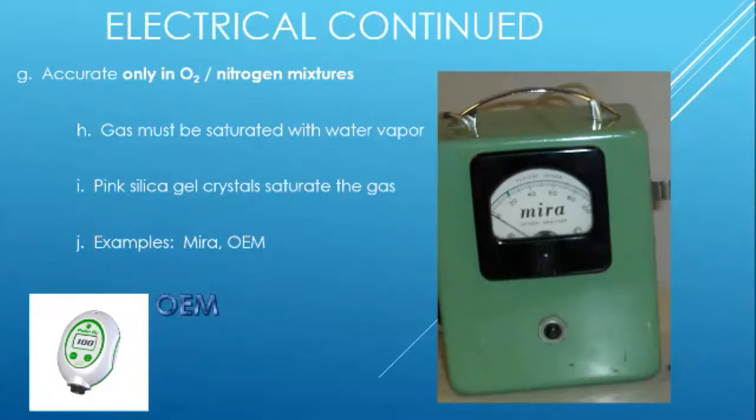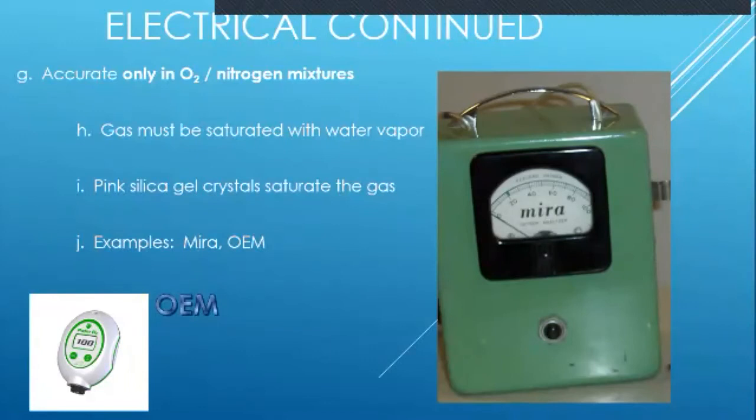This is another old school analyzer, right? And the example is called the mirror or the OEM. Look at this mirror, this old school. Look how old this is. See how it says percent oxygen? The electrical analyzers measure the percent. So when you put it in the flow, it's going to come up to the percent, right? Notice how the 21 got the little green mark right there letting you know that that's room air. From 21 all the way to 100%. Old school oxygen analyzer.